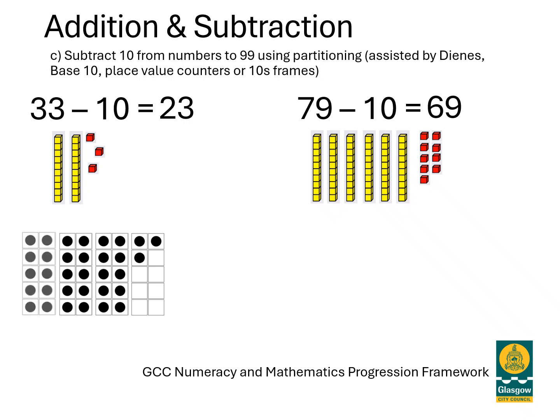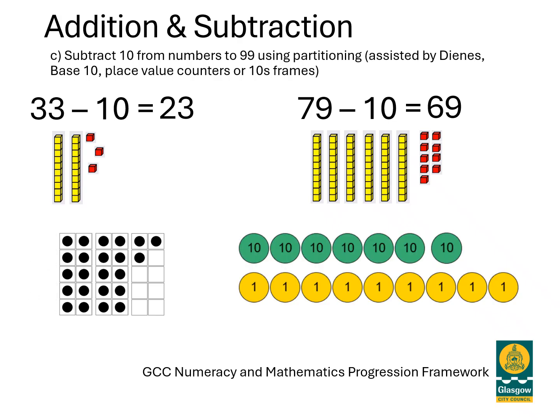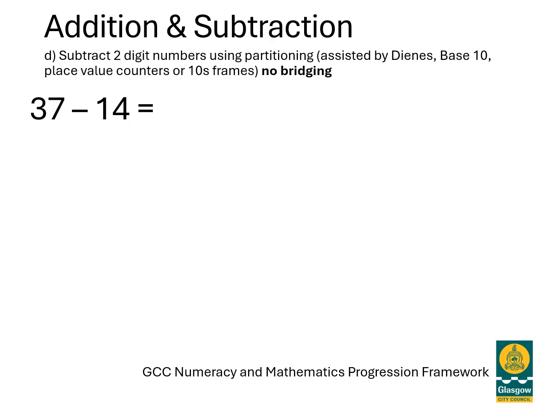Here's our 33. We're going to take 10 away, remove it. That's leaving us with 23. Or we can do it with place value counters. Same thing again. We're going to take 10 away, and subtract it, remove it, and that's going to leave you with 69.